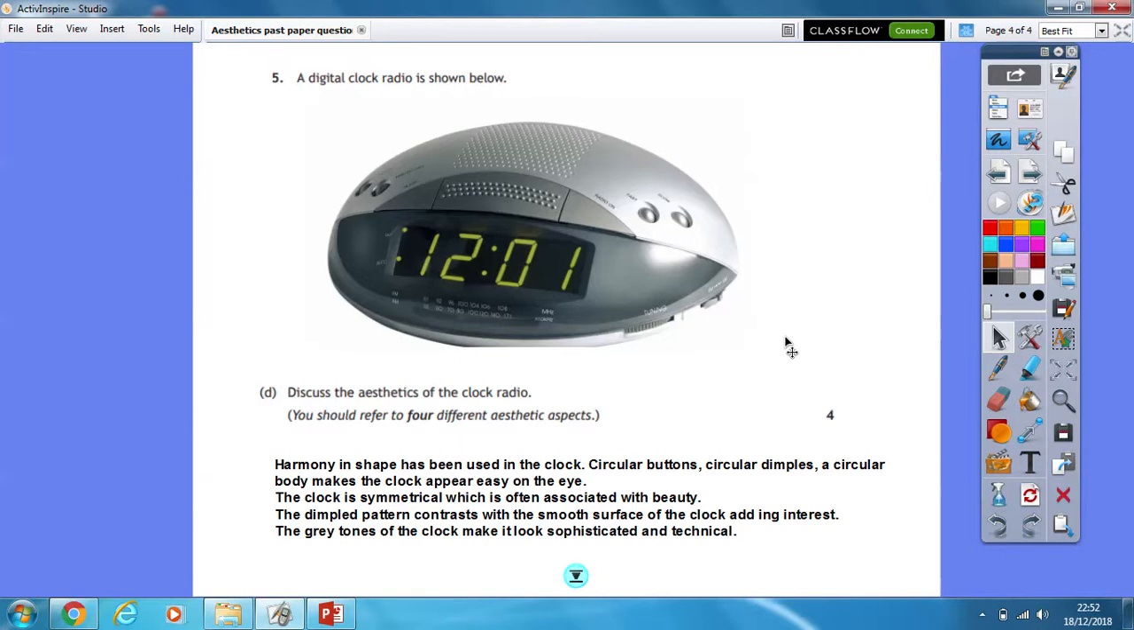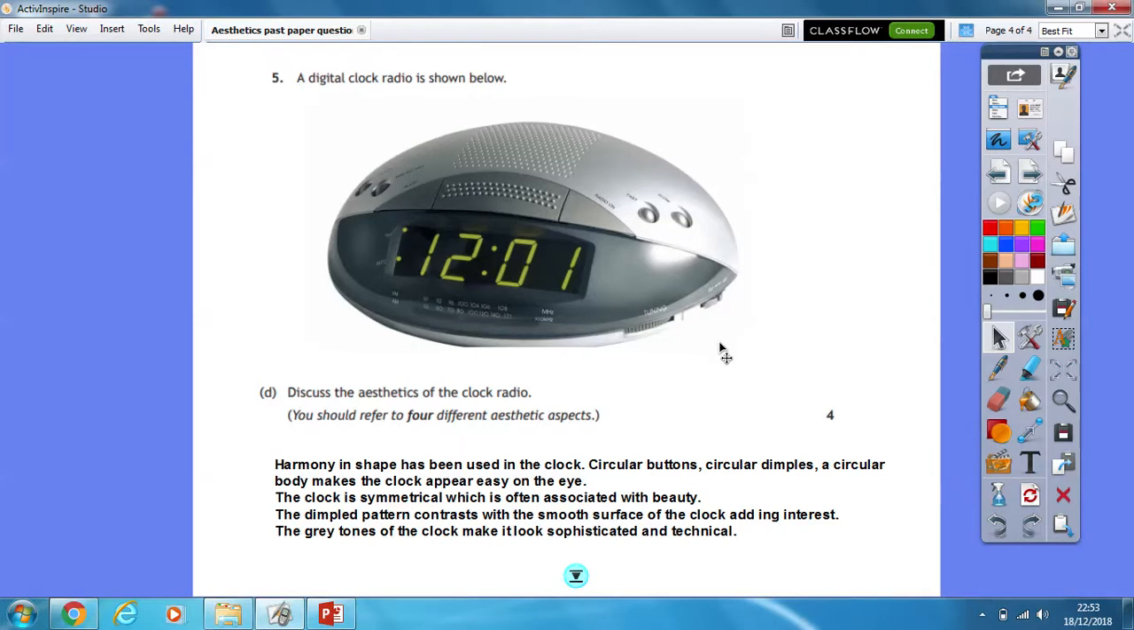So let's have a look at 4 possible design aspects. Harmony. Harmony in shape has been used in the clock. Circular buttons, right up here, circular dimples, a circular body makes the clock appear easy on the eye. In terms of balance, the clock is symmetrical, which is often associated with beauty.